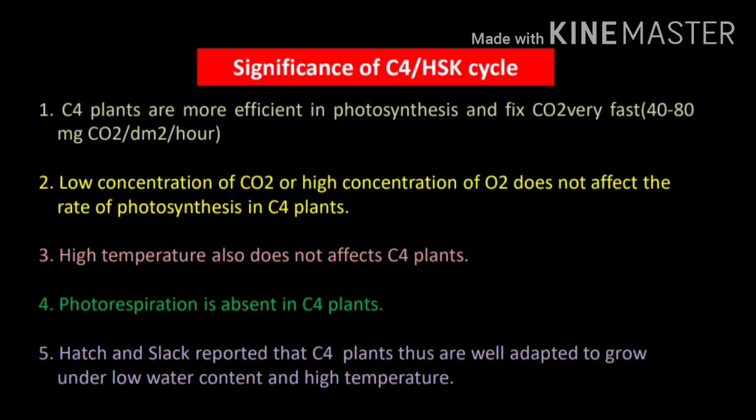After completion of the mechanism, we will see the significance of the HSK pathway or C4 cycle. The first significance is that C4 plants are more efficient in photosynthesis and CO2 fixation, which is very fast. Second, a low concentration of carbon dioxide or high concentration of O2 does not affect the rate of photosynthesis in C4 plants. A third significance is that high temperature also does not affect the C4 cycle. The fourth significance is that photorespiration is absent in C4 plants.